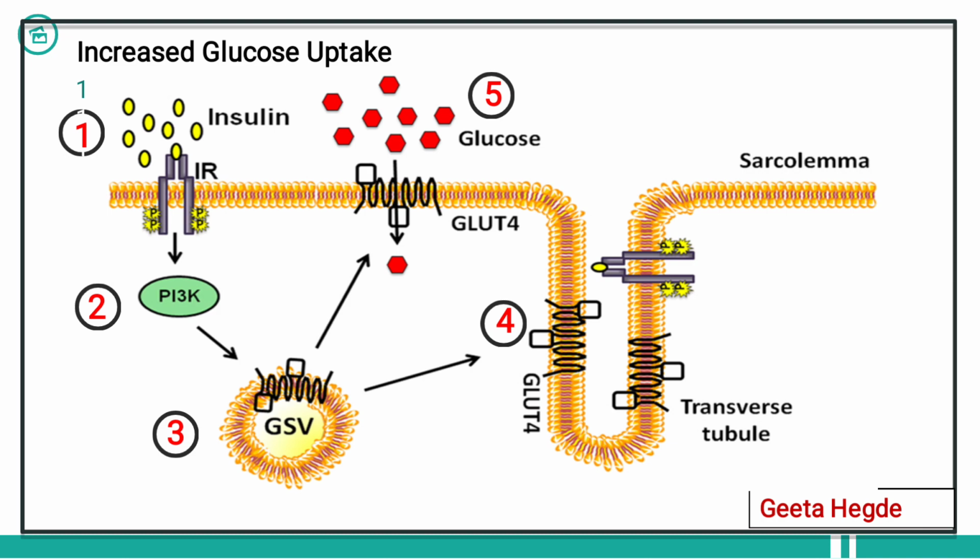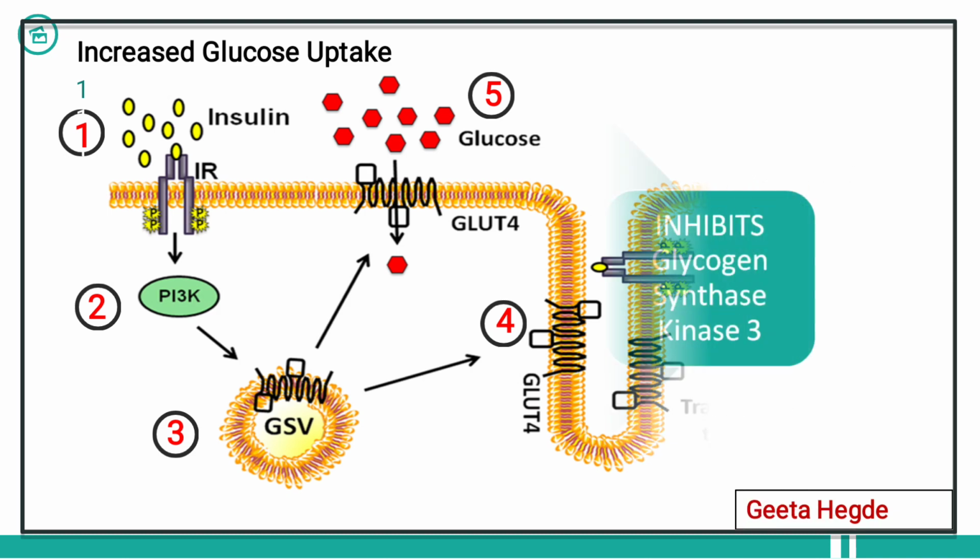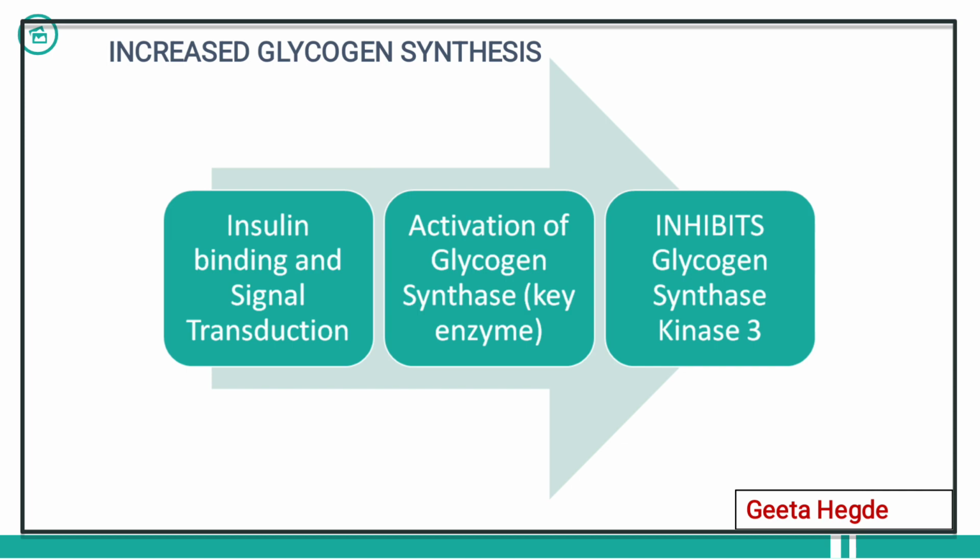Importance: increased glucose uptake provides cells with glucose needed for glycolysis. Second, it promotes glucose storage. And third, adipocytes convert this glucose into triglycerides, contributing to fat storage.